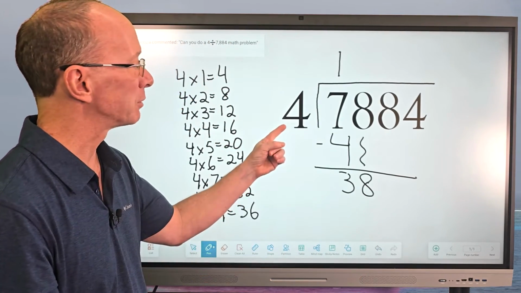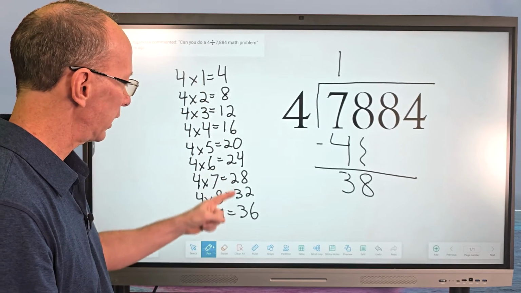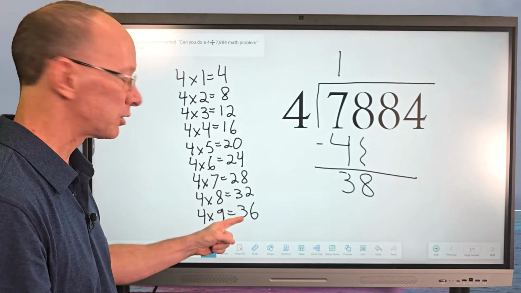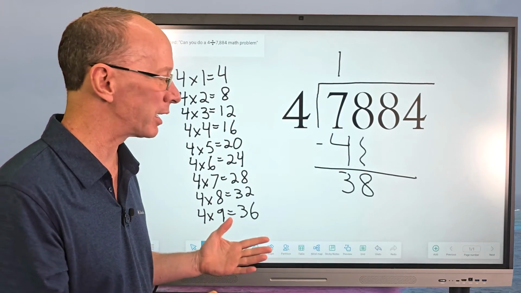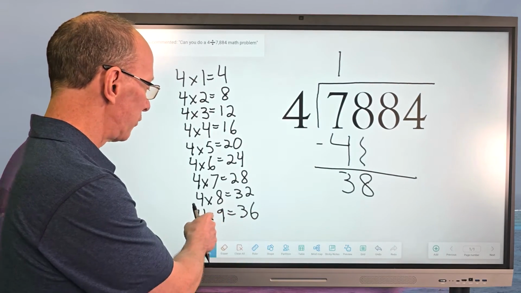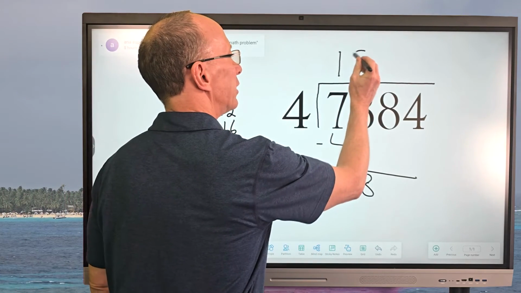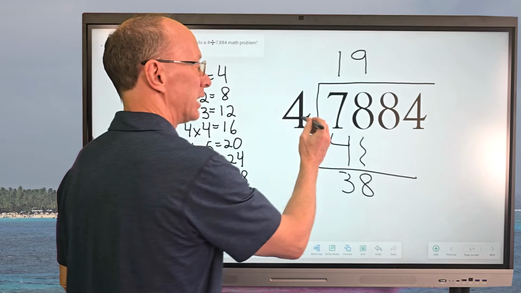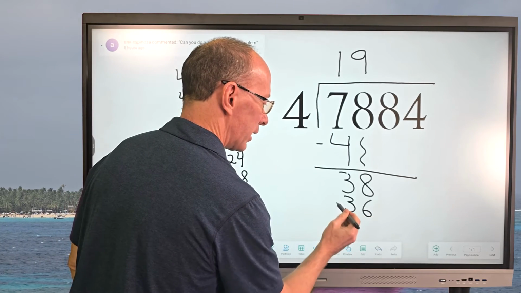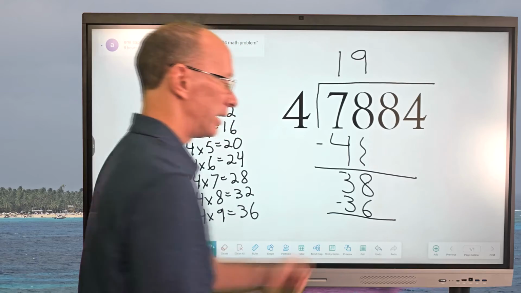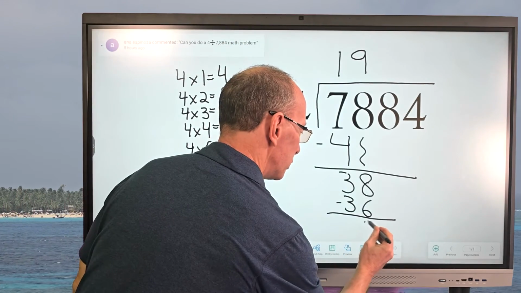So again, how many times can I put 4 into 38? Well, let's look right here. I have 4 times 9 equals 36. And 4 times 10 would be 40. And that's too big. So we're going to stick with 4 times 9. So I'm going to go ahead and put 9 right here. And then 9 times 4 equals 36. And then I have subtraction. And then 8 minus 6 would be 2. So I'm going to go ahead and put the 2 right here.